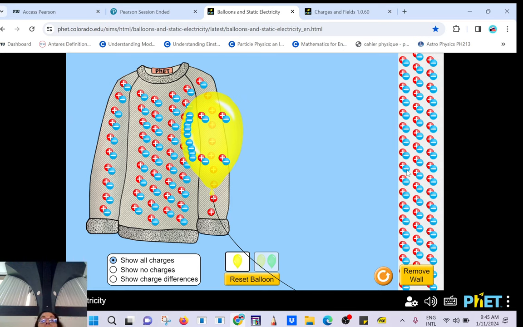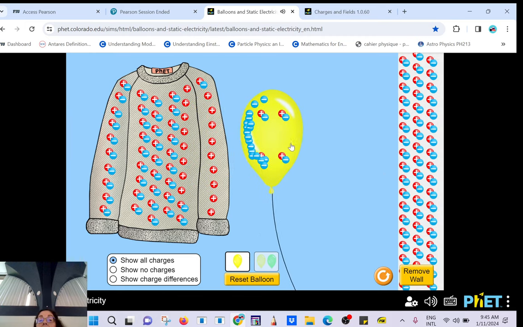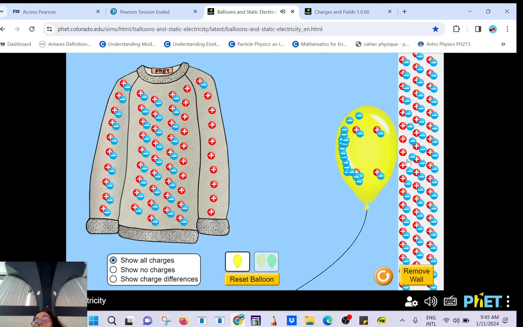However, you can have something called polarization. It means if I bring the balloon close to the wall, I can push electrons away. So in the molecules, even though the electrons are not free to move, they will still be pushed away. That's called polarization. Polarization means you have a plus and a minus, right?